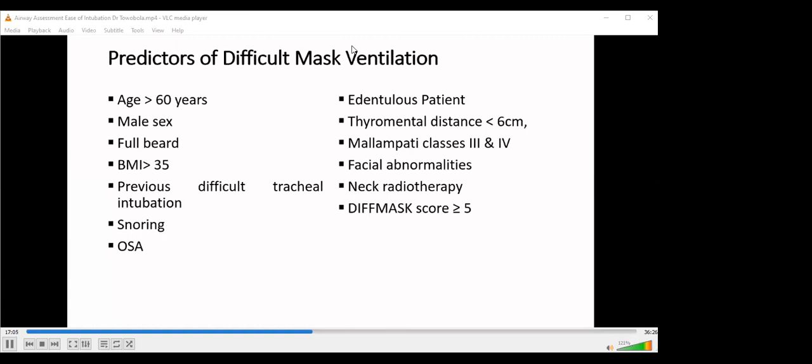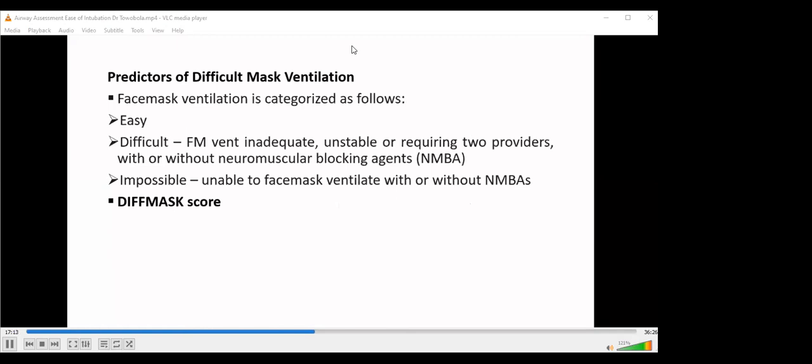These 13 criteria were used to categorize face mask ventilation as easy, or difficult when face mask ventilation is inadequate, unstable, or requiring 2 providers with or without neuromuscular blocking agents. It is classified as impossible when we are unable to face mask ventilate with or without neuromuscular blocking agents.